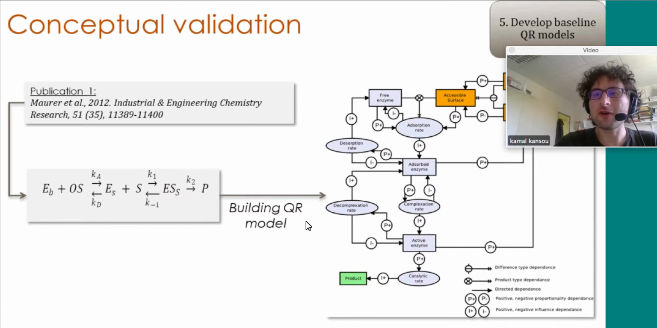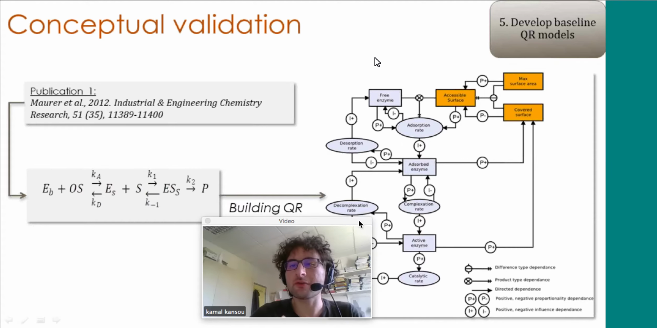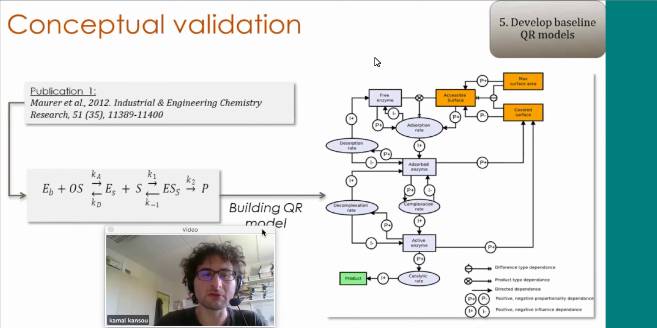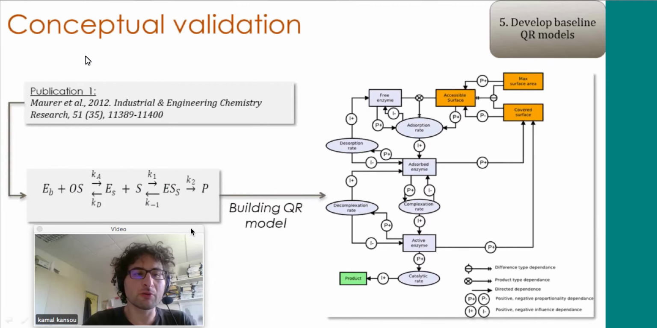In step 5, we define the baseline QR models. This is an example selected from this publication from Moore et al., in which we have this enzymatic reaction here. As explained before, it's relatively doable to map this kind of relation using the QR formalism, and we have a QR model like that.